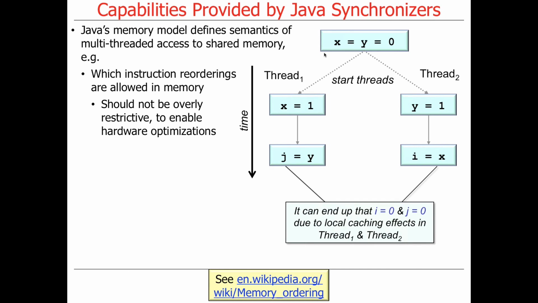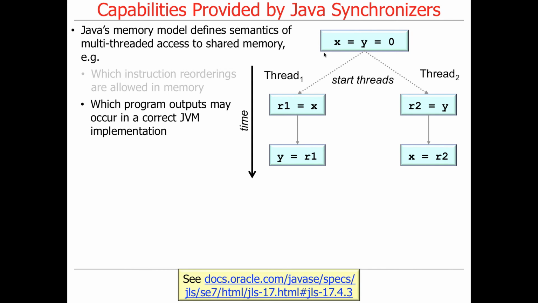And that's the whole point of caches. Caches are there to optimize things, and so they're often going to be very aggressive in caching things. So you have to be careful and use synchronizers if you don't want the behavior to be arbitrary or undefined from your perspective.